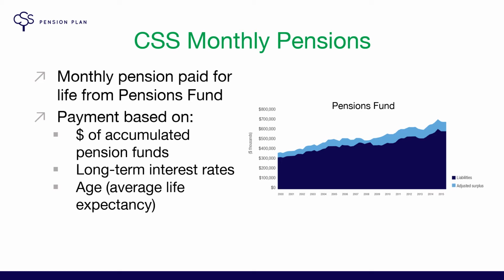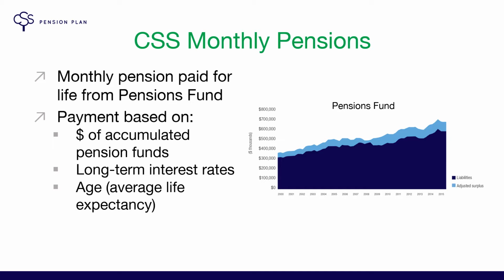The CSS Pension Plan has been offering its own monthly pensions since 1972. When you start a monthly pension, your pension funds are removed from your account and put into the pensions fund. And it's from this fund you receive your monthly pension payment for as long as you live. With the pension option, you don't have to worry about making investment decisions in retirement, nor worry about outliving your pension funds.